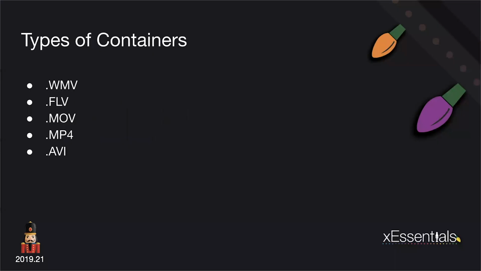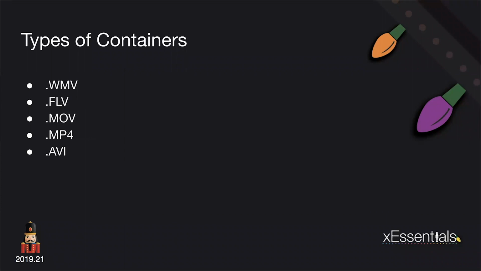Let's go into types of containers. Some of these might look a little bit familiar. And of course, there's many more than these. These are some of the more popular ones. WMV, which is a Windows format. FLV, Flash. MOV, and that's just the general name for movie.